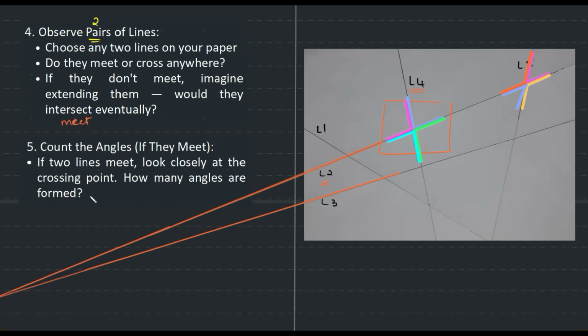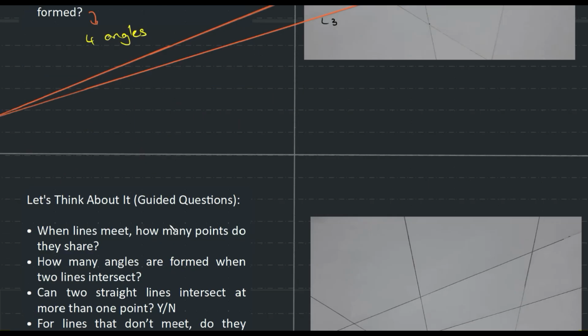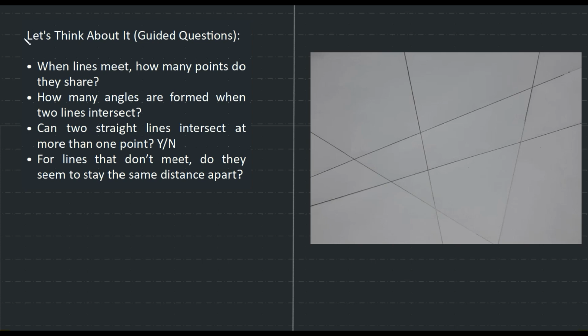How many angles? So there are 4 angles. When lines meet, how many points do they share? One more question. How many points do they share?